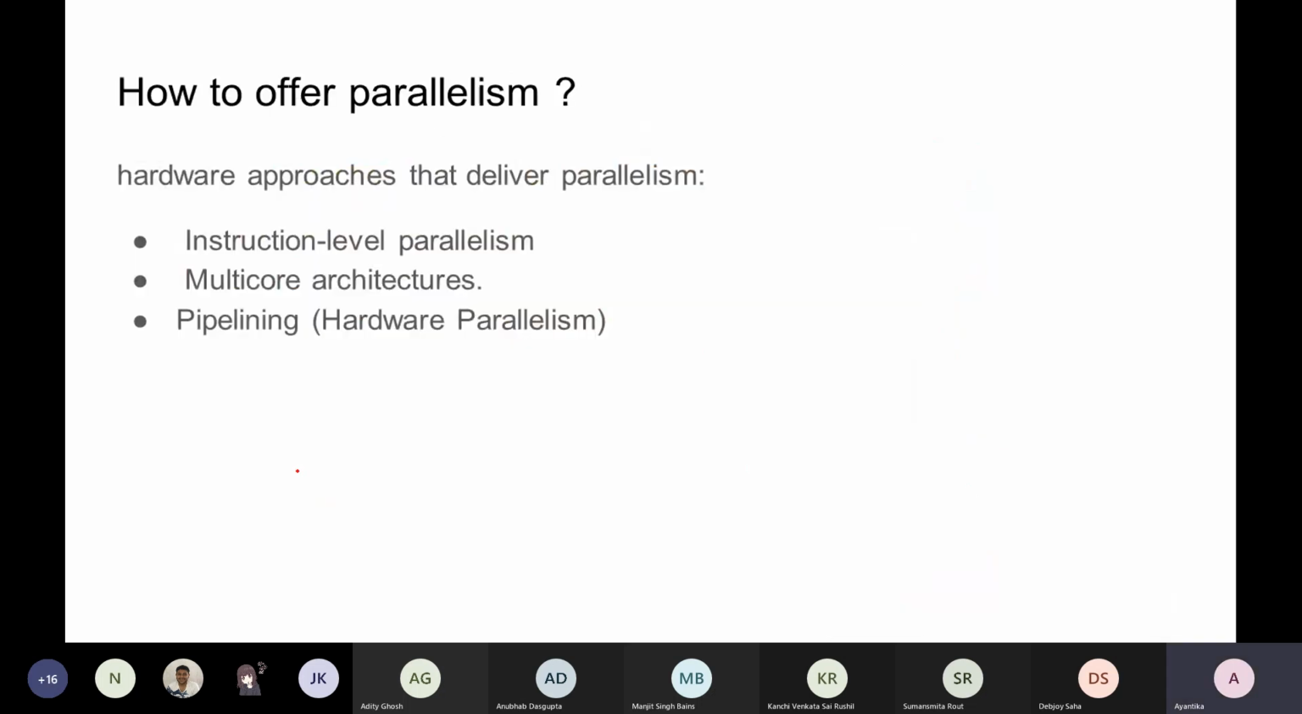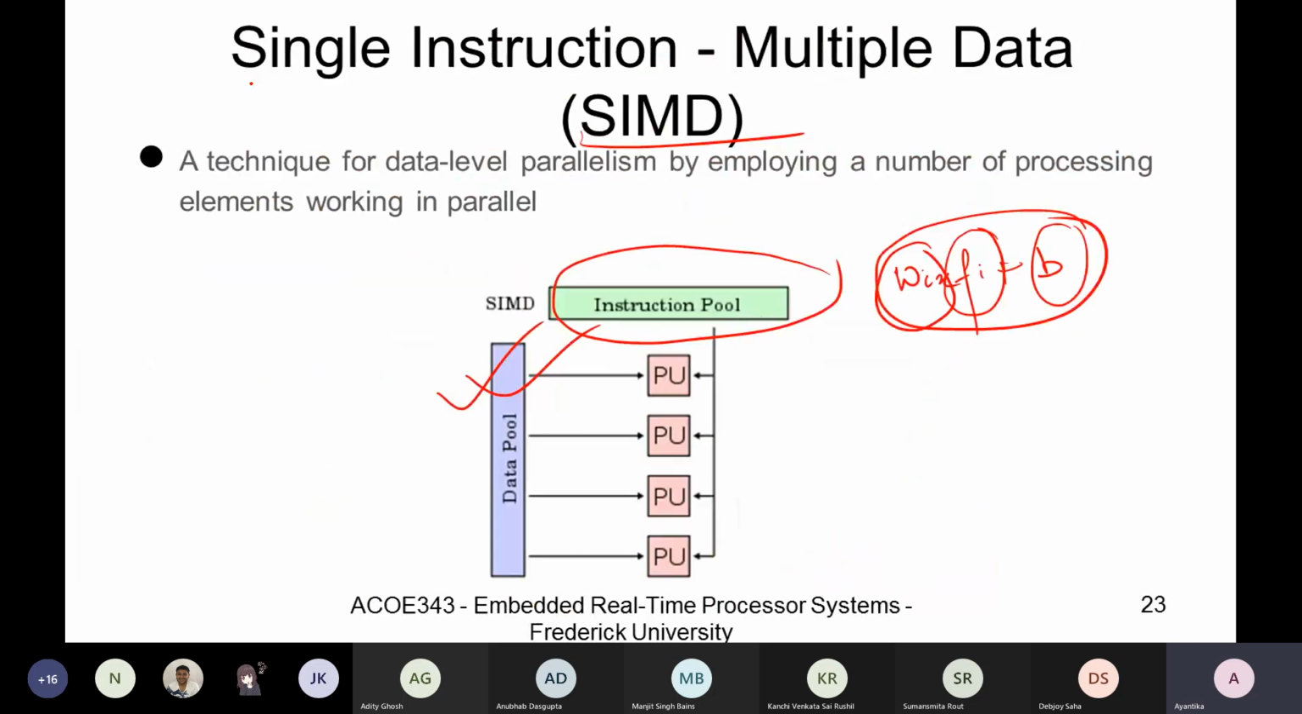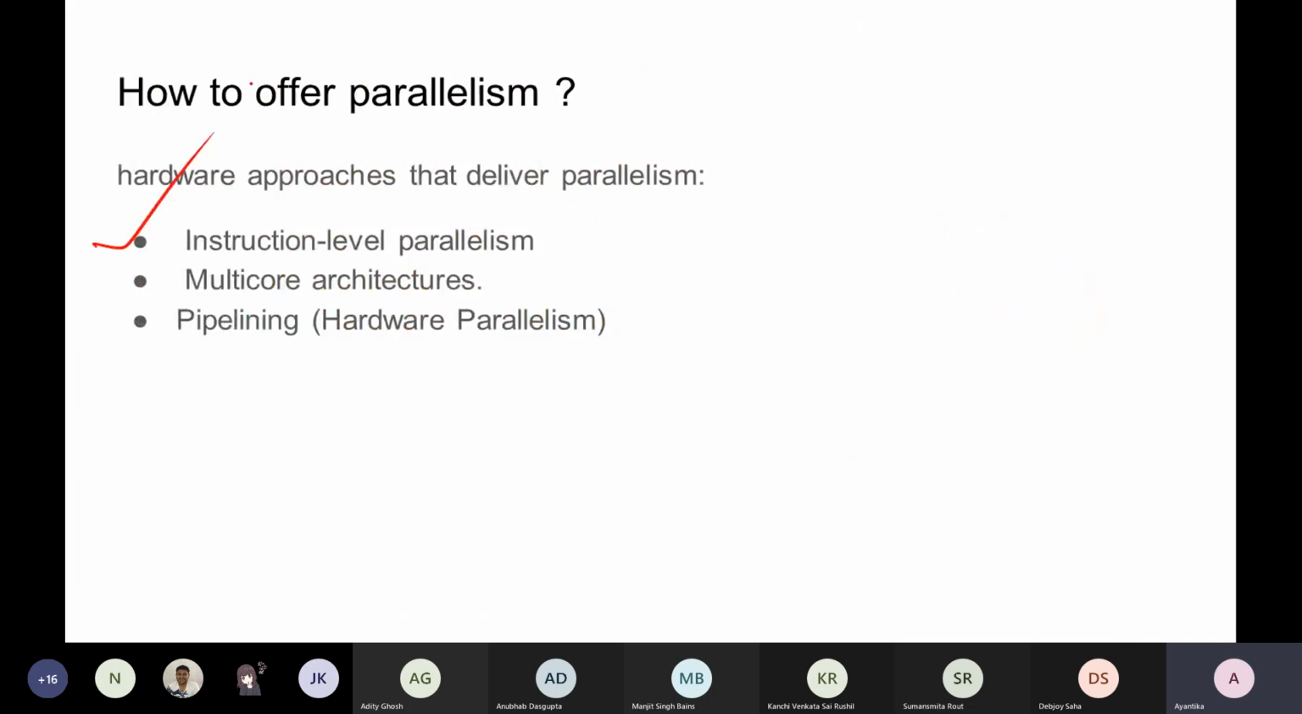Okay, so now how do we offer parallelism? We talked about that parallelism. You all actually mentioned that parallelism can help us. So we talked about instruction level parallelism, which means we have talked about VLIW. We talked about SIMD also, that is multiple data level parallelism. We have multi-core architectures. That is very straightforward to understand.